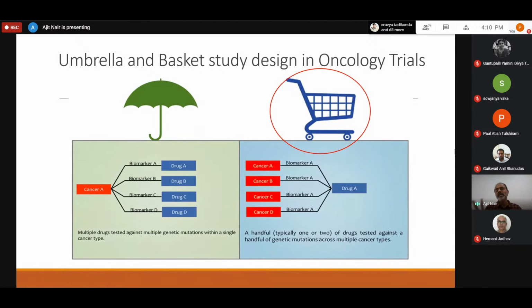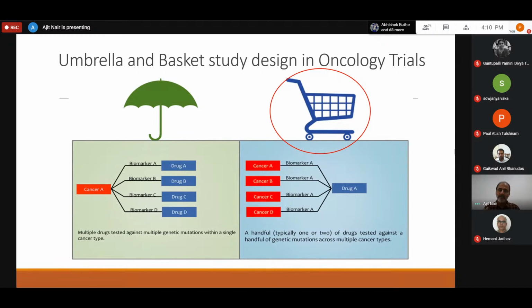I've highlighted the basket trial primarily because that's the trial which most industry groups will do, because they're looking at developing a particular drug. Whereas the umbrella trials are run by the National Cancer Institutes or by big cancer centers like MD Anderson Cancer Centers. So umbrella trials are more investigator-driven, whereas most of the trials the industry runs are basket trials.